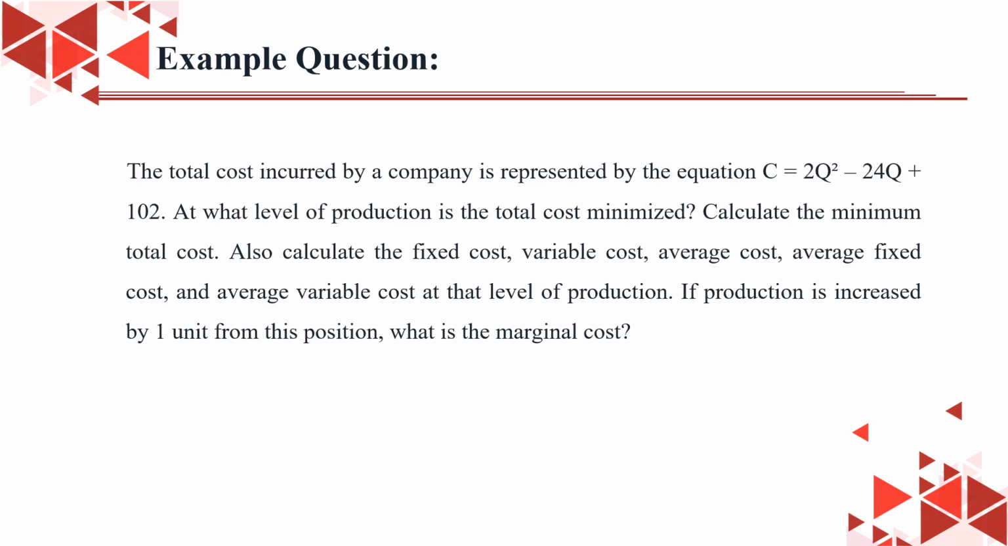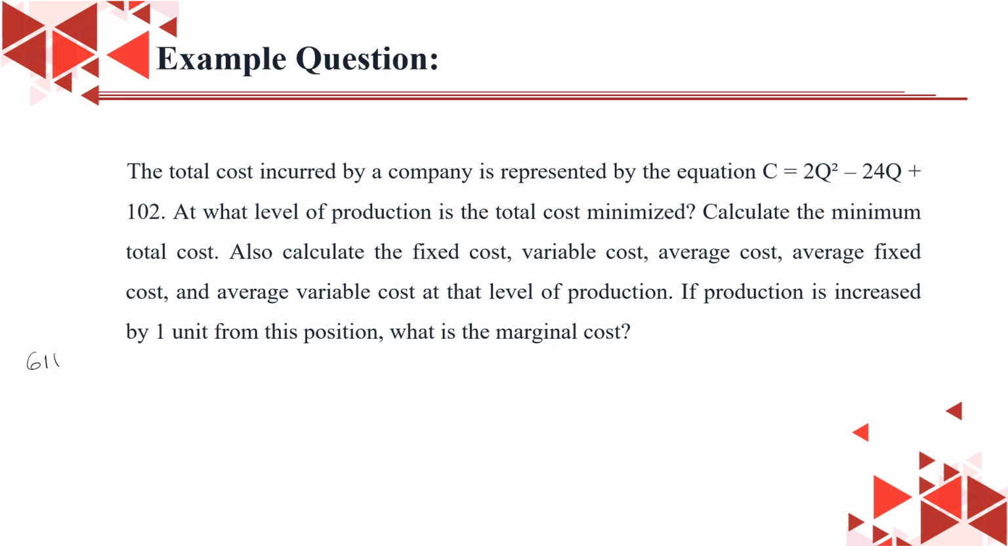Okay, so now it is the problem. The total cost incurred by a company is represented by the equation C equals 2q quadrat minus 24q plus 102. At what level of production is the total cost minimized? Calculate the minimum total cost. Also, calculate the fixed cost, variable cost, average fixed, and average variable cost at the level of production. And if production is increased by 1 unit from this position, what is the marginal cost?